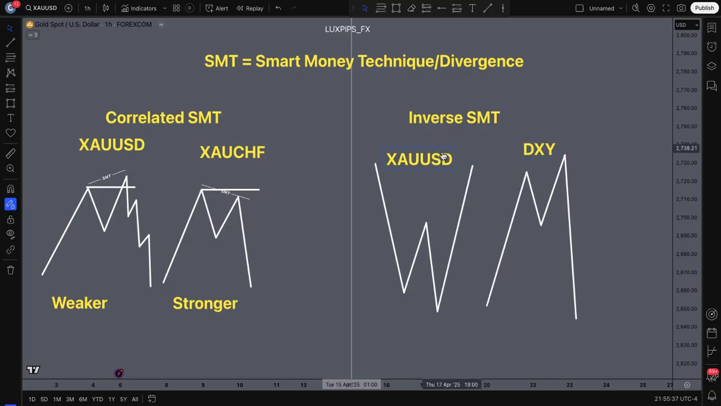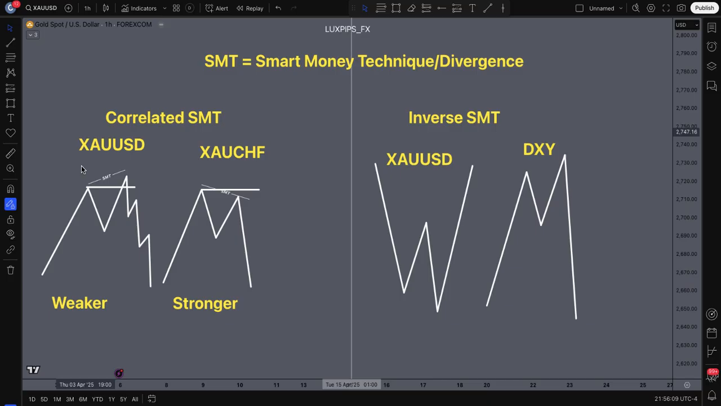This inverse correlation doesn't really work. It doesn't really match up when you want it to be matching up. It might work here and there, but honestly, using a correlated pair like this type of SMT is a lot stronger than using an inverse SMT. You might have 3 screens: 2 pairs correlating, third pair inverse. You can do that, but honestly, that's overkill in my opinion.